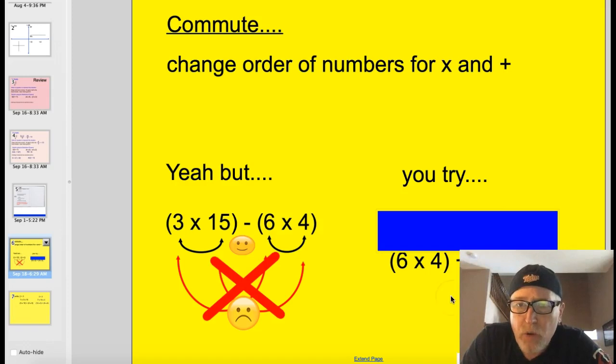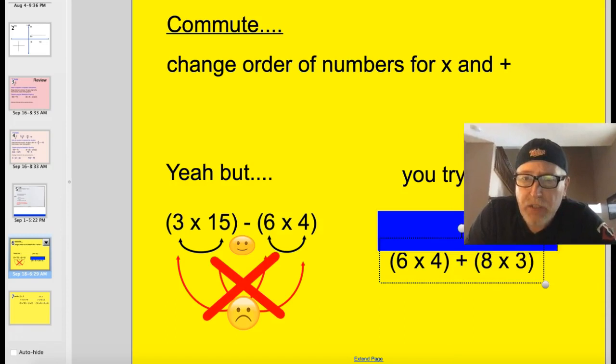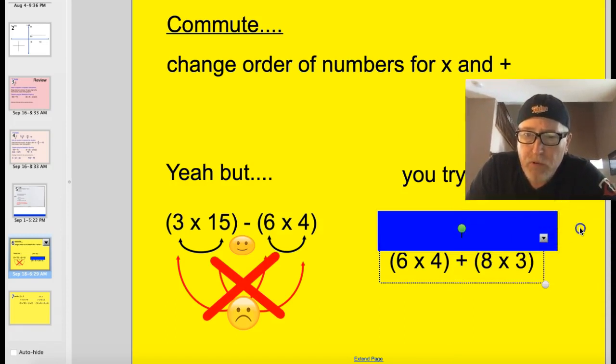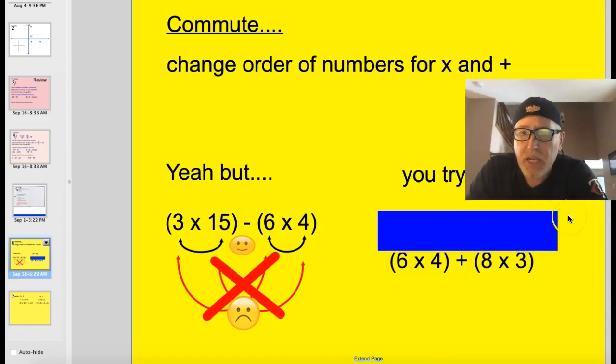So let's go ahead and put up a problem here. I'll have you just take a look at this one right here. Move myself up. 6 times 4 plus 8 times 3. You don't have to write it down. Just do it in your head. How are you going to reverse those?